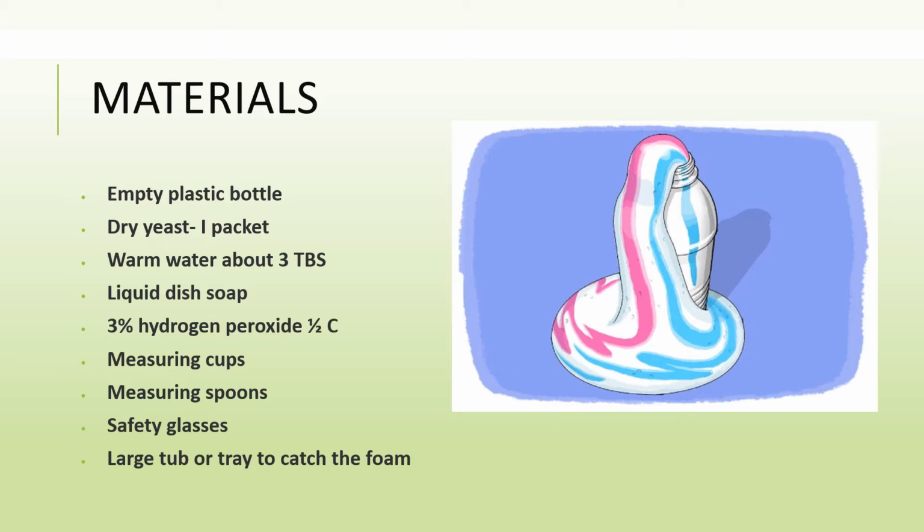So what we're going to use for today's experiment is an empty plastic water bottle, 1 packet of dry yeast, about 3 tablespoons of warm water to mix with that yeast, a squirt of liquid dish soap. I used Dawn, but I imagine any soap will do because that's just to help create that foam. 3% hydrogen peroxide, about half a cup, a measuring cup, of course, and measuring spoons to measure, and safety glasses.